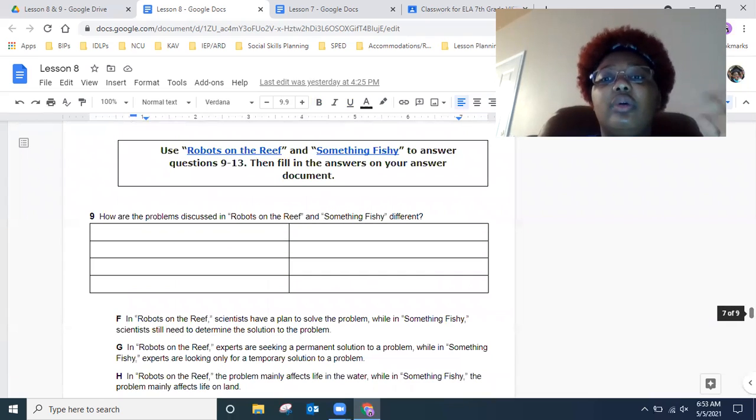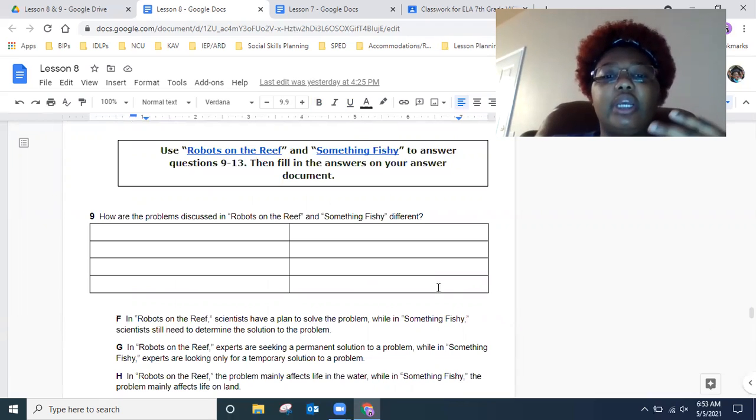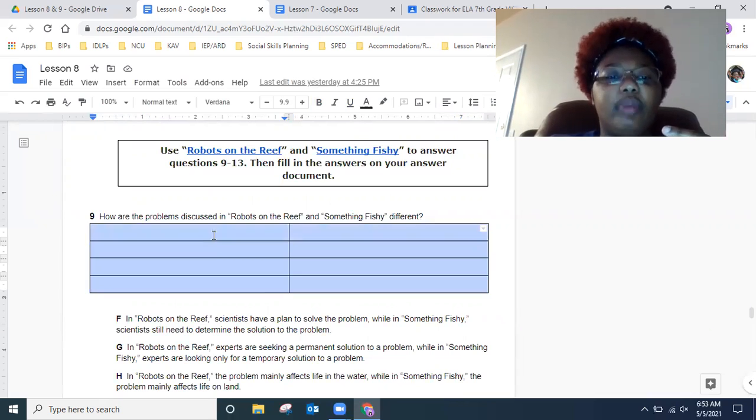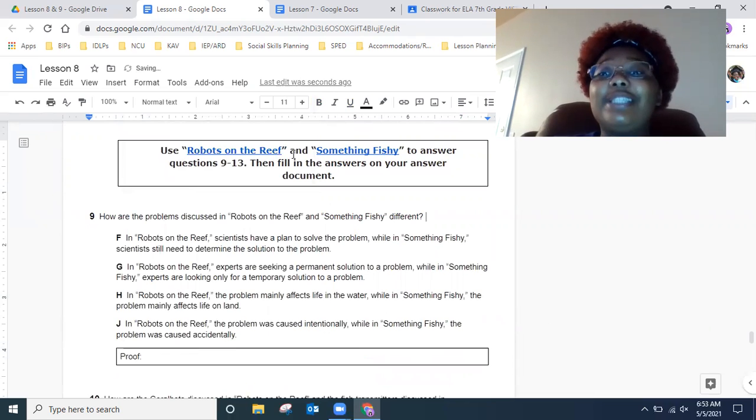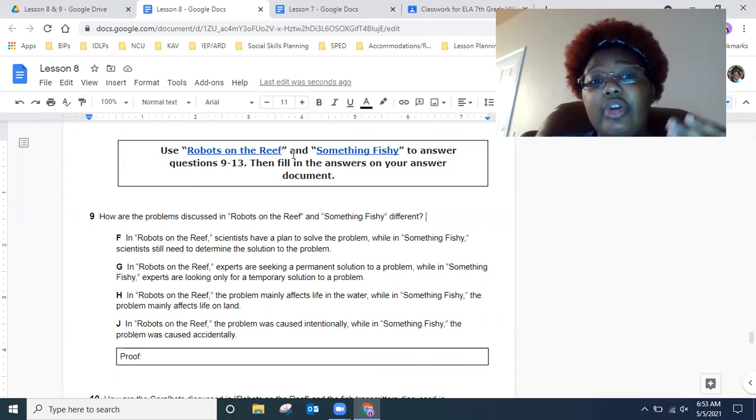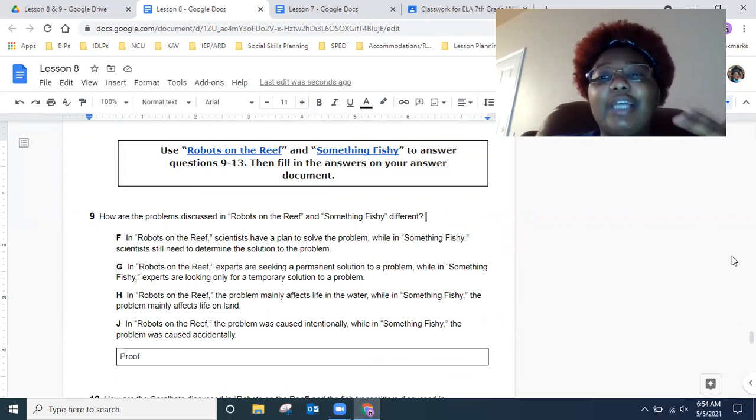When we do paired passages, the last set of questions is always for you to compare and contrast the two passages. So what we're going to do right now is work on that, but not together, because this is your exit ticket. Questions 9 through 13 are your exit ticket. This is for your grade. This tells me how successful you are with paired passages.